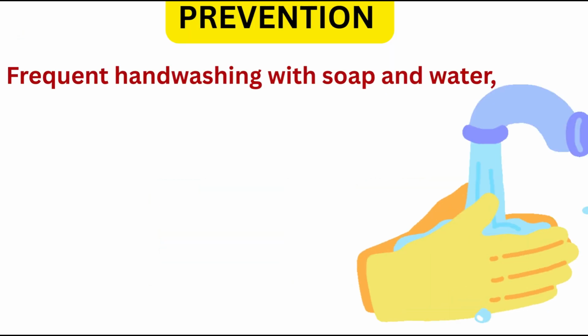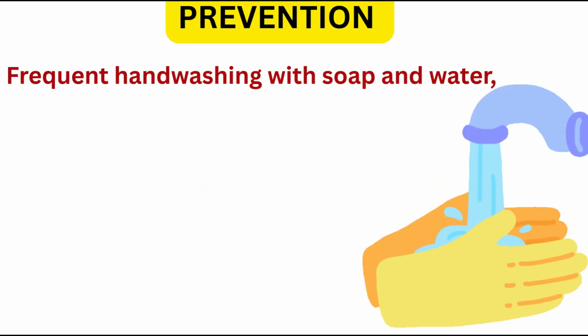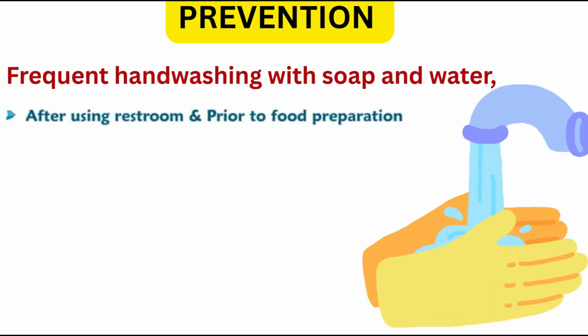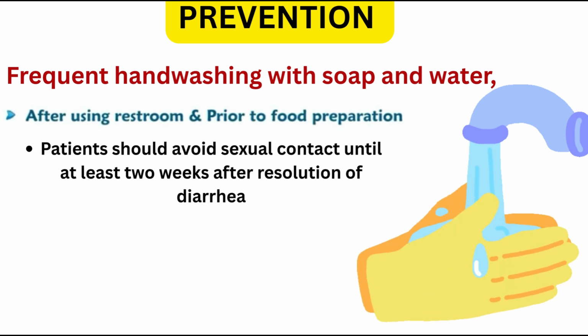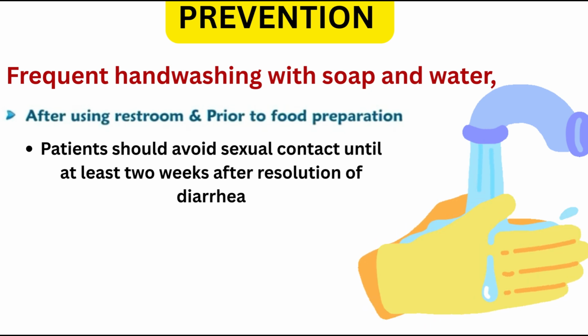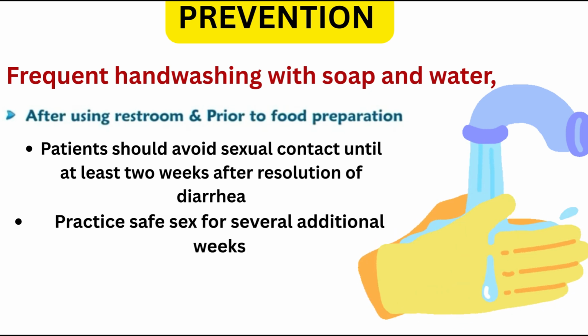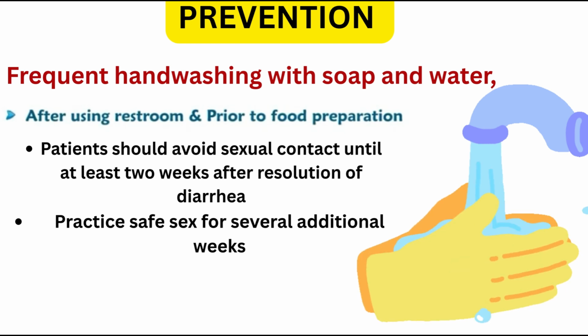Prevention measures are also very important. Frequent hand washing with soap and water, especially after using the restroom and before food preparation, is essential. Patients should avoid sexual contact until at least 2 weeks after resolution of diarrhea and practice safe sex for several additional weeks due to the possibility of asymptomatic bacterial shedding.